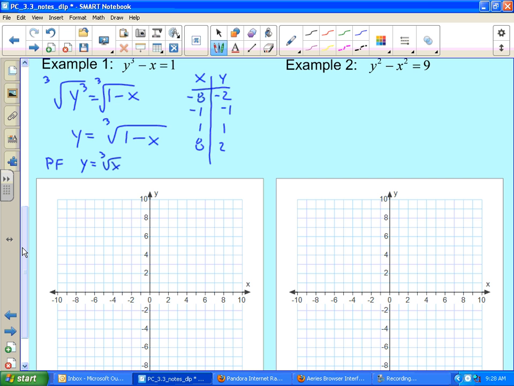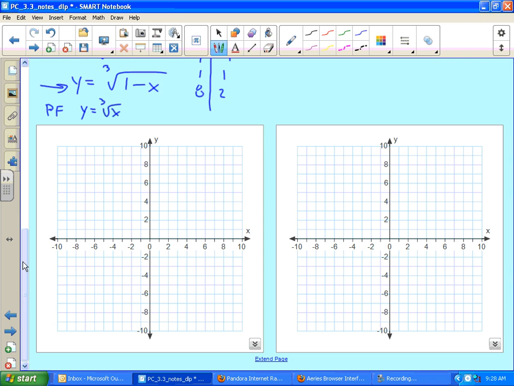Now, the start point of a parent function is usually 0, well, it is 0, 0. But this guy is not starting at 0, 0. It's translating, which means it's moving, and it went 1 to the right. So it started there, and then we did our movements. So from that point, we went left 8 down 2, left 1 down 1.